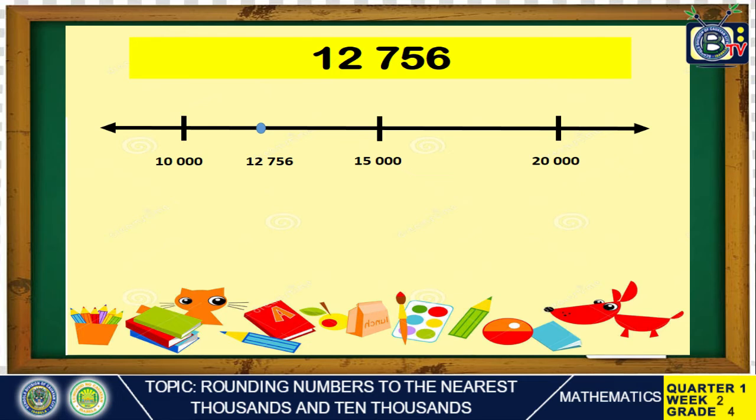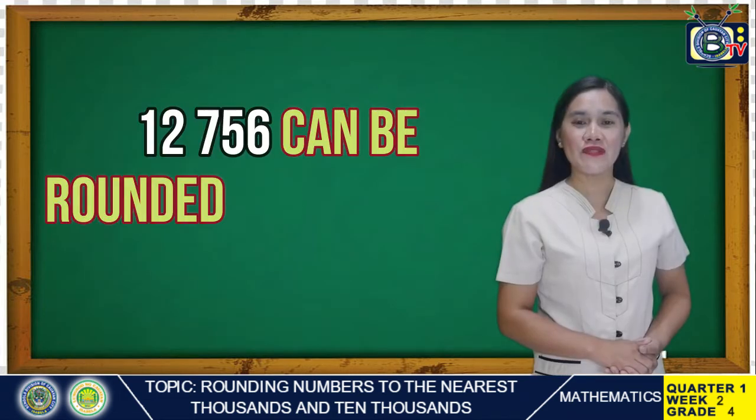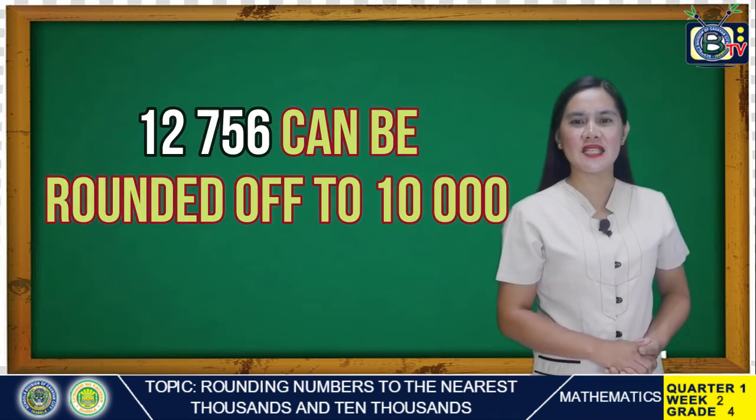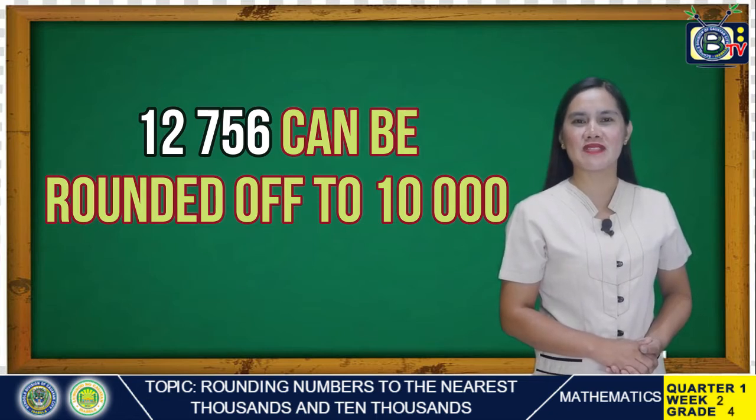The number 12,756 is obviously nearer to 10,000 compared to its distance from 20,000. Therefore, 12,756 can be rounded off to 10,000.